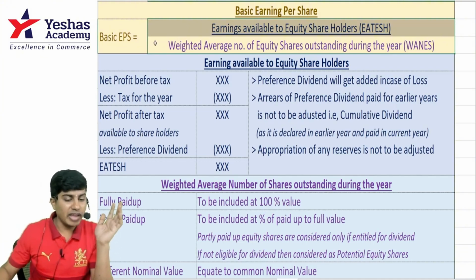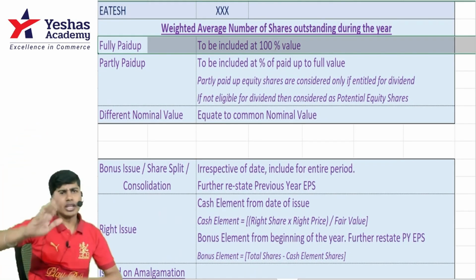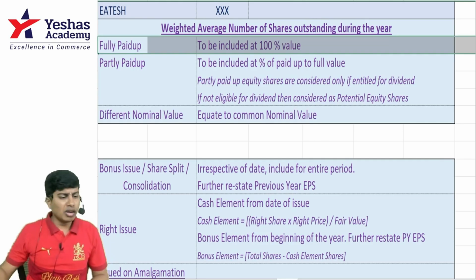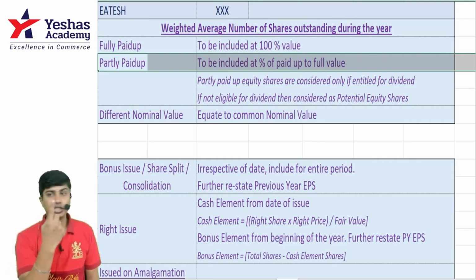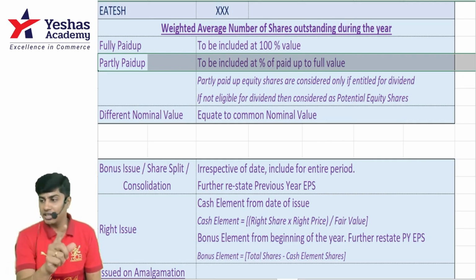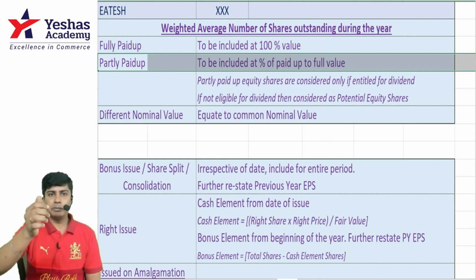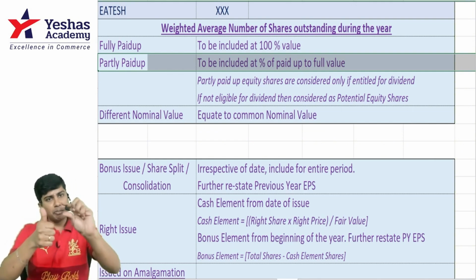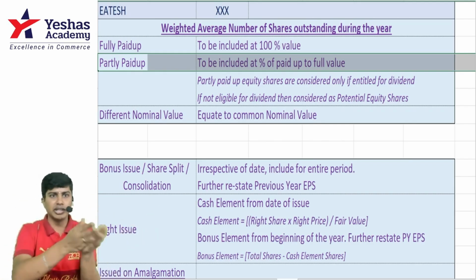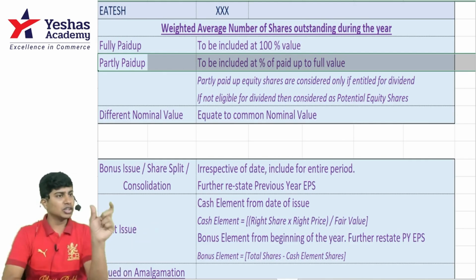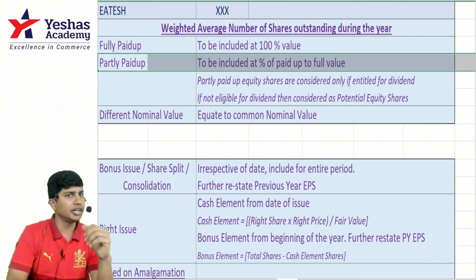So how do we take the weighted average number of equity shares? If the shares are fully paid up, take them as 100% paid up. But if the shares are partly paid up, don't just take the percentage paid up. Ask yourself one question: are these partly paid up shares eligible for dividend? The question will mention if partly paid up shares are eligible for dividend, then whatever part paid up, 60% paid up, 70% paid up, 80% paid up, include them in the denominator to that extent paid up. 10,000 shares are 80% paid up. Take 10,000 into 80%, 8,000 in the denominator.